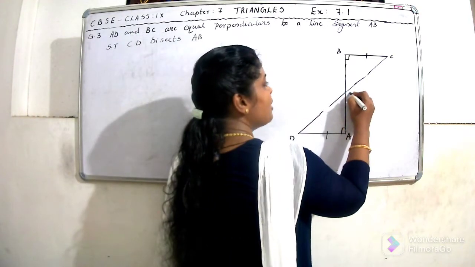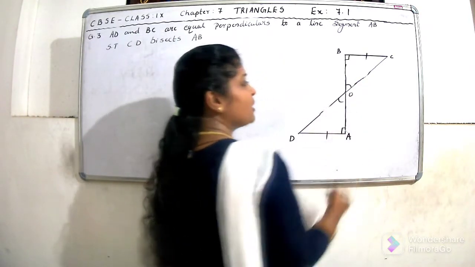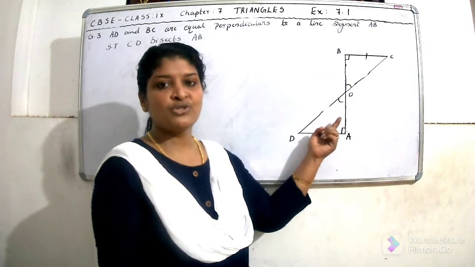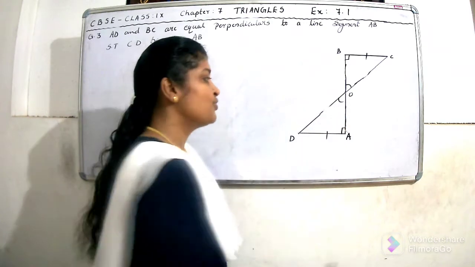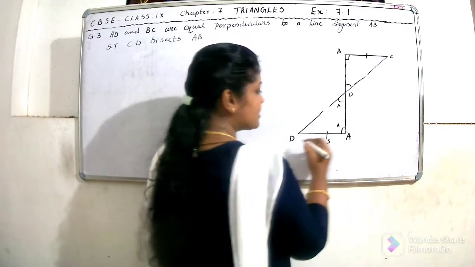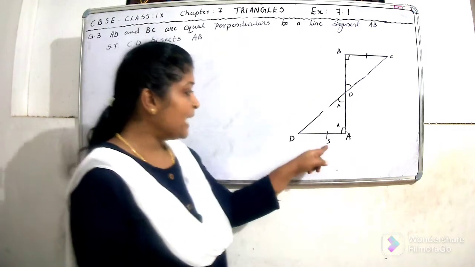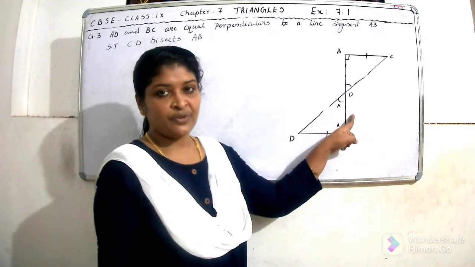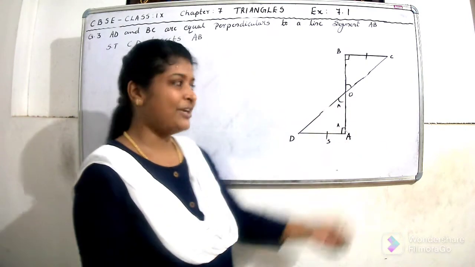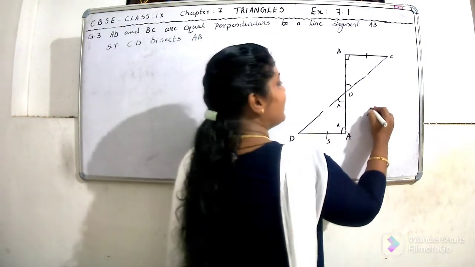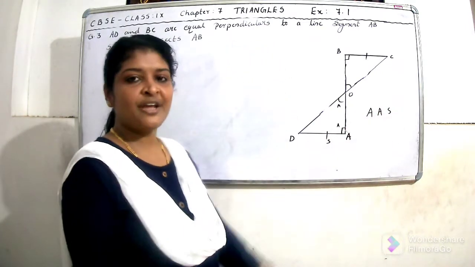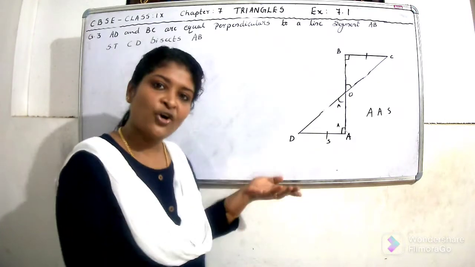Here we will give the name O. These two angles are equal. What is the reason? These two angles are vertically opposite angles, no? So they are equal. So here we got one angle and here another angle, and this is the side. So the side is not included between these two angles. No problem, the criteria is available. What is the criteria? AAS. With the help of this criteria, we can say these two triangles are congruent.